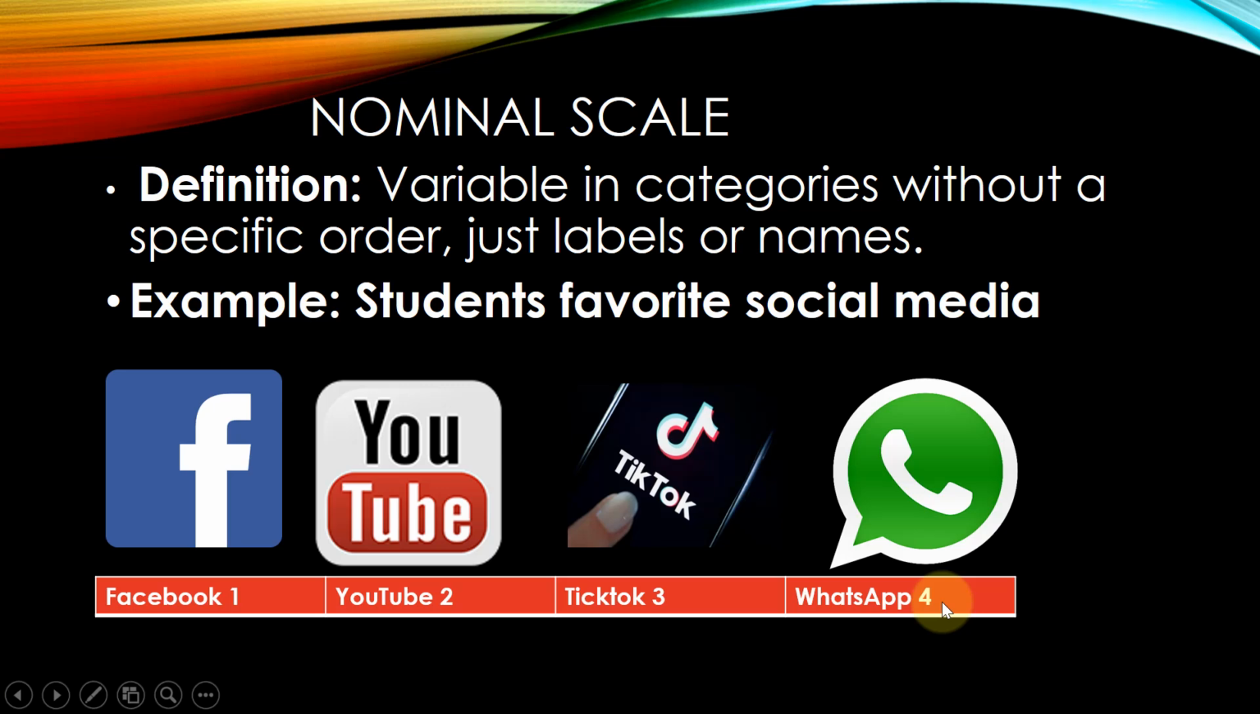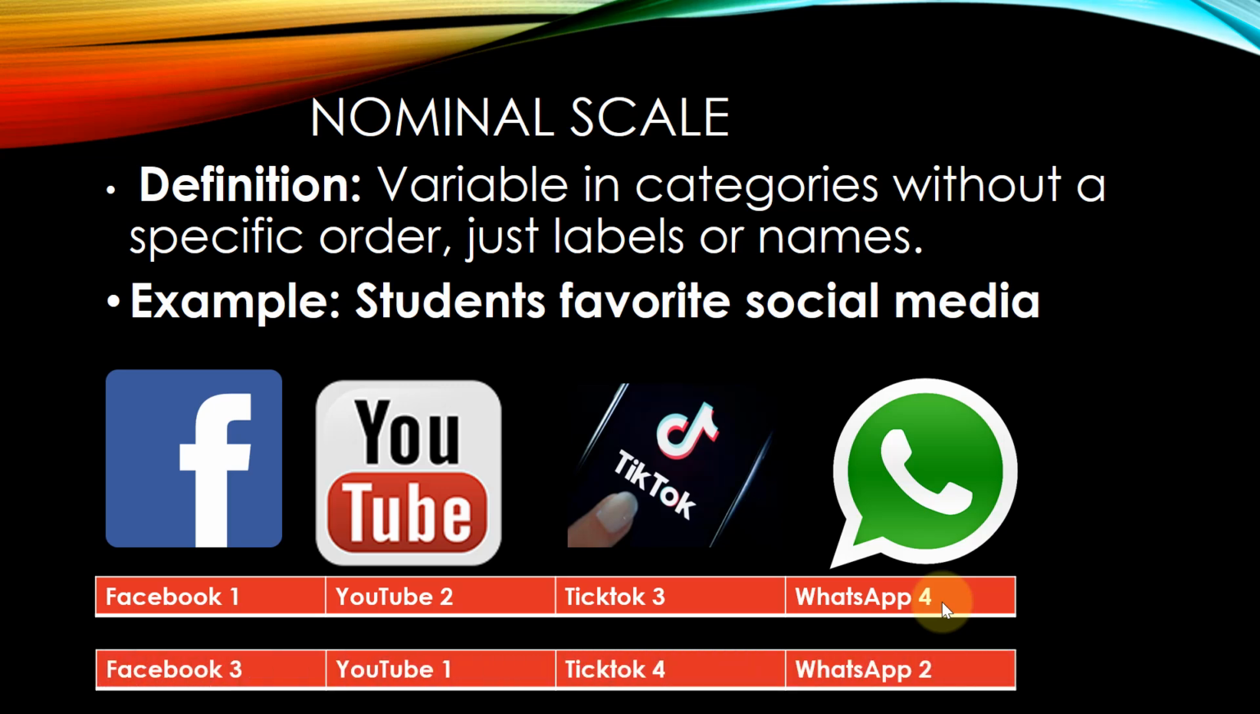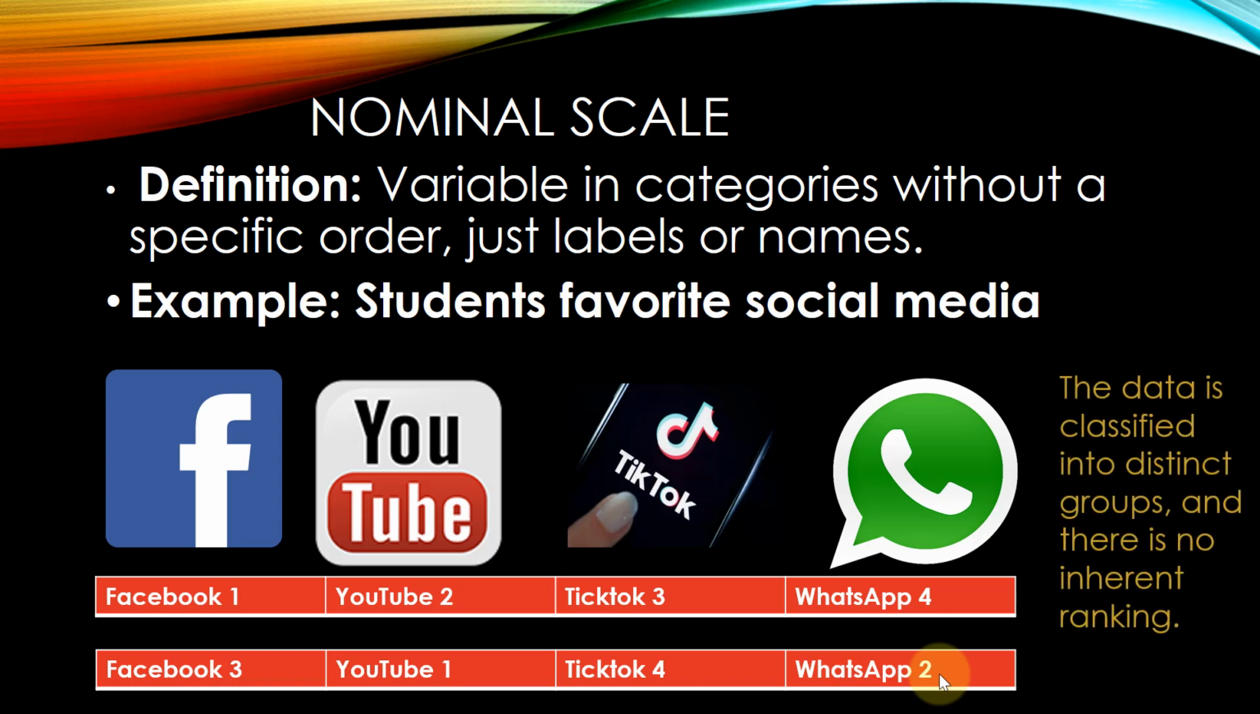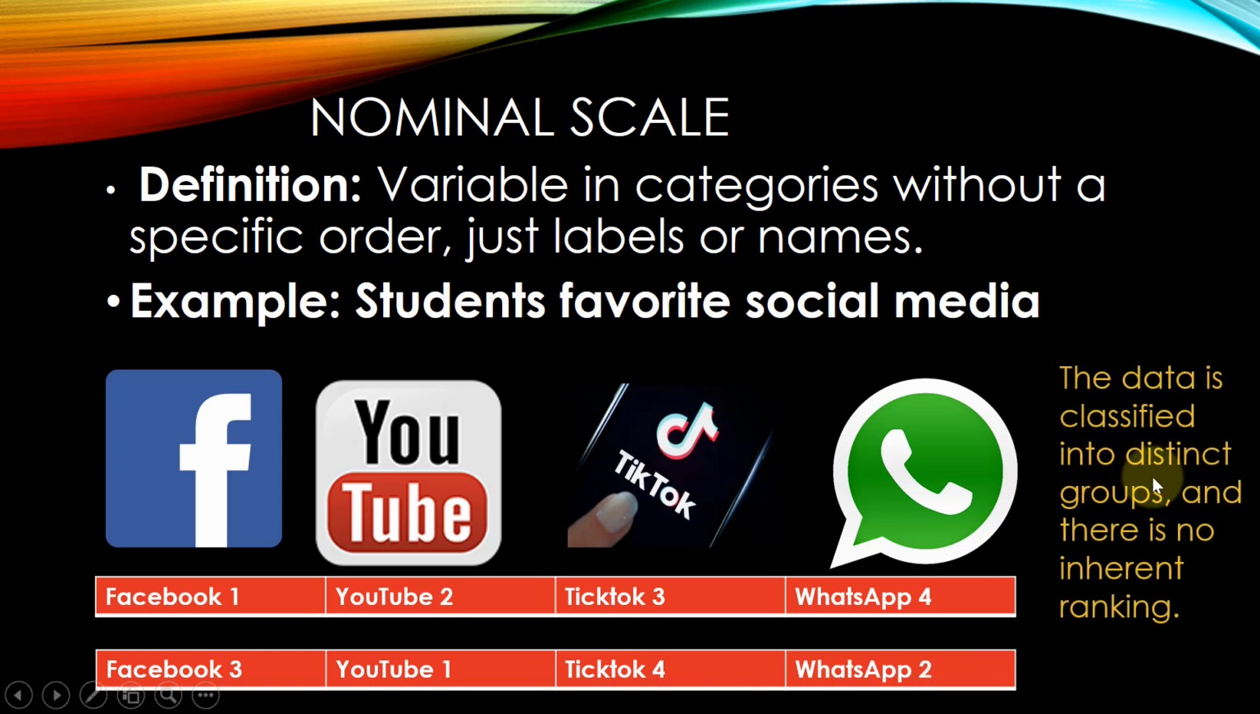You can also nominate these variables differently, for example, you can categorize Facebook as 3, YouTube as 1, TikTok as 4, and WhatsApp as 2. By doing this, you have the same amount of information. So the data is classified into distinct groups and there is no inherent ranking.